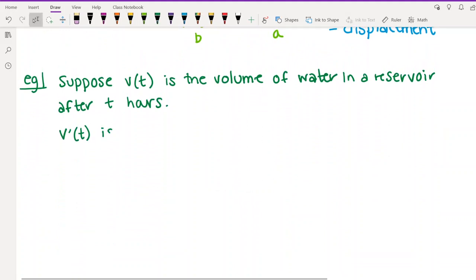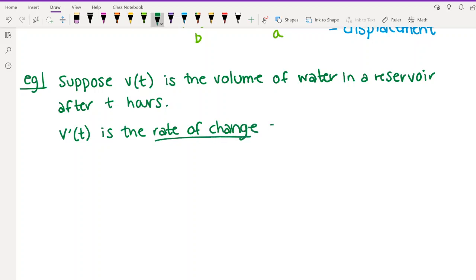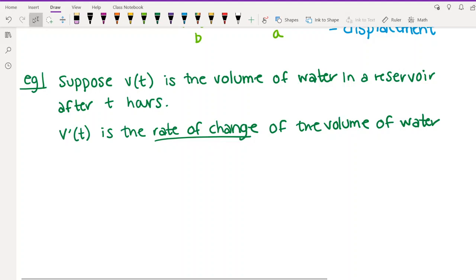So what would v prime of t represent? Well, it would represent the rate of change of the volume of the water. How would you explain what that means? You can imagine that water is either flowing in or out of this reservoir. And so that's really what we're talking about. So another way of saying that would be the rate at which water is flowing in or out.